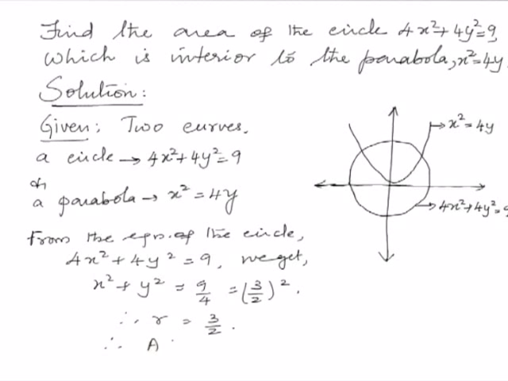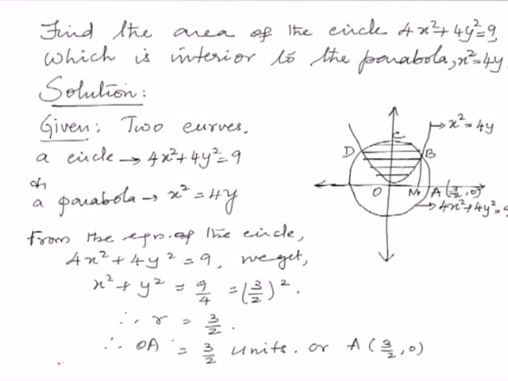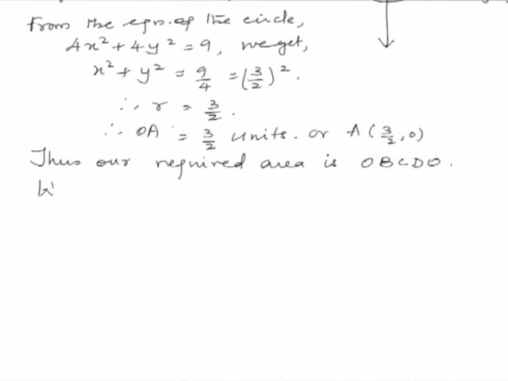Or that can be rewritten as 3 by 2 the whole square. Therefore, r is equal to 3 by 2 and we drop the perpendicular from the point of intersection to meet the x-axis at M. And B and D are the points of intersection of both the curves. Therefore, the shaded region refers to the common area to both the circle and the parabola. Thus, our required area is equal to OBCDO.